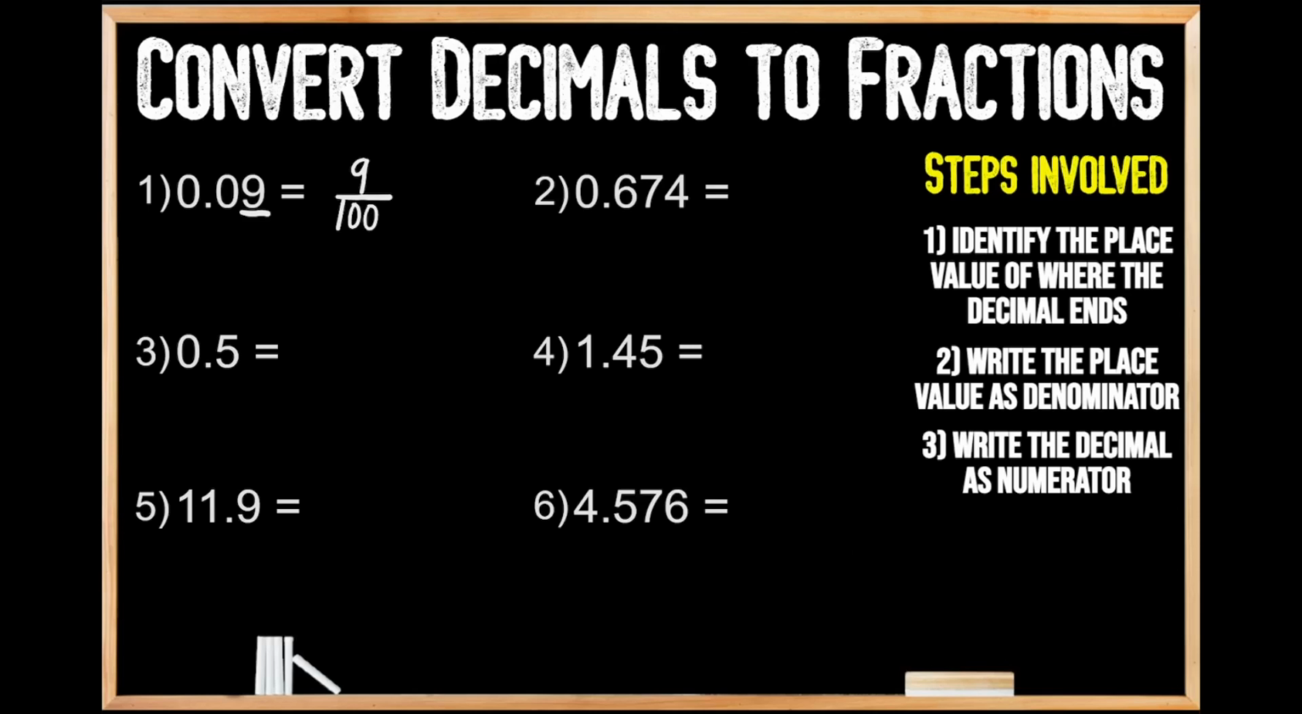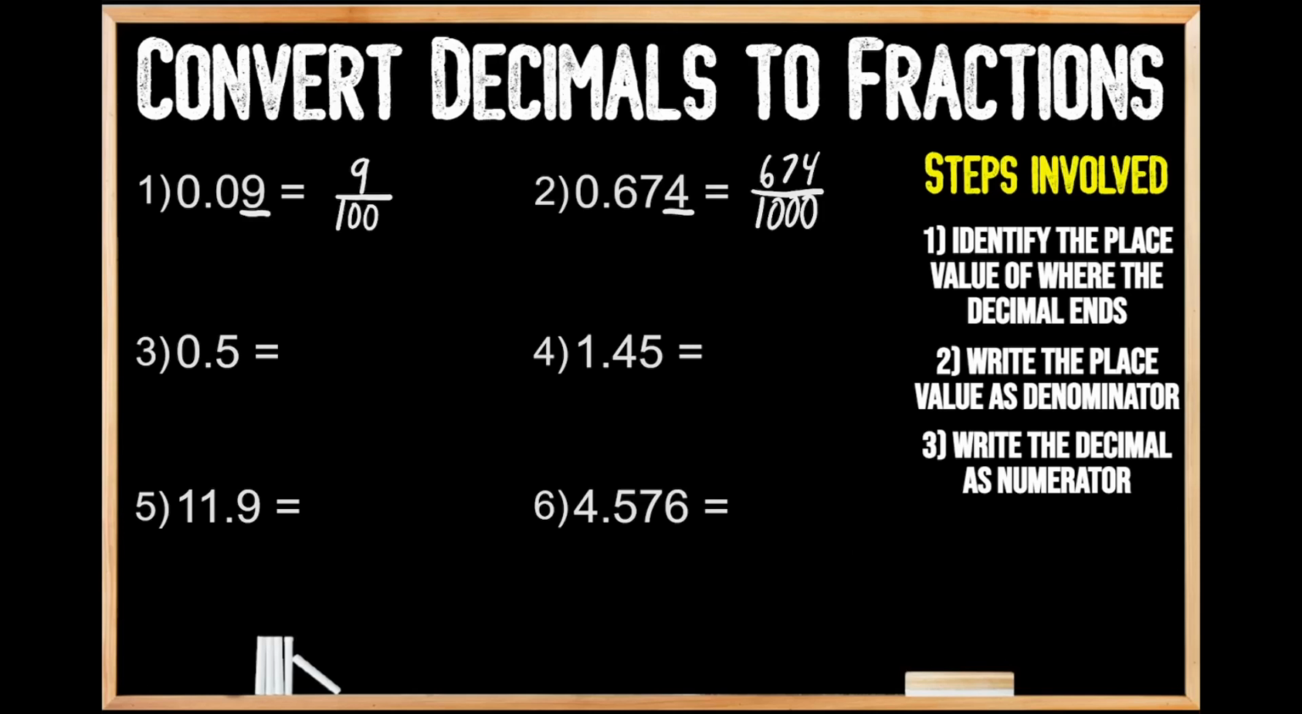Now moving on to question number 2, we're being asked to convert the decimal of 674 thousandths into a fraction. Our first step is to identify the place value where the decimal ends, which in this case is the thousandths place. So we're going to give this fraction a denominator of 1000. Moving on to step number 3, we're going to write the decimal as our numerator. Our decimal has a value of 674, so we're going to write 674 for our numerator, giving us a fraction of 674/1000ths.